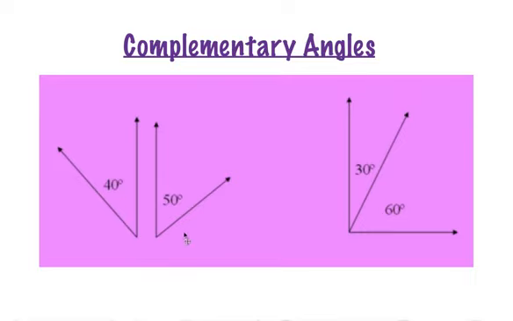Over here, your figure on the left-hand side, these are also complementary angles. They're not adjacent to each other. However, when you would add your 50 and your 40, they would give you 90. So this is a complementary angle as well.